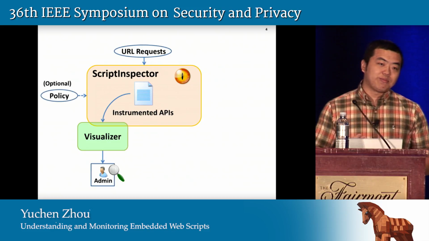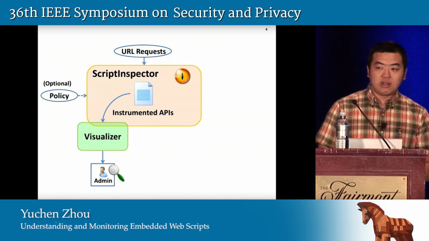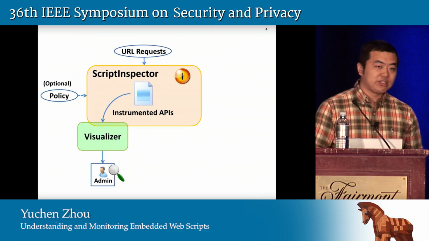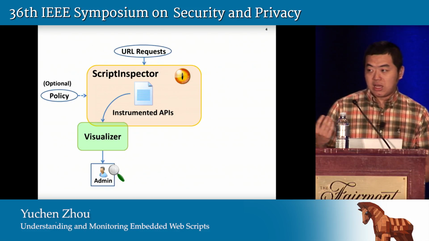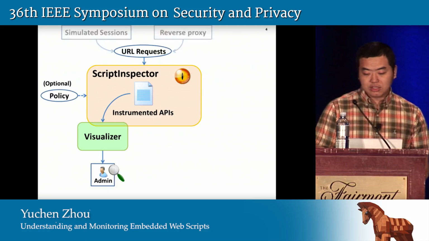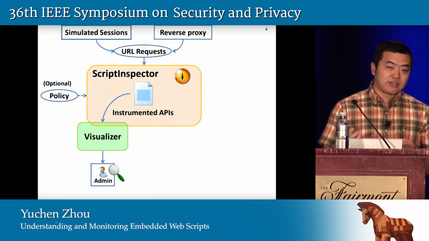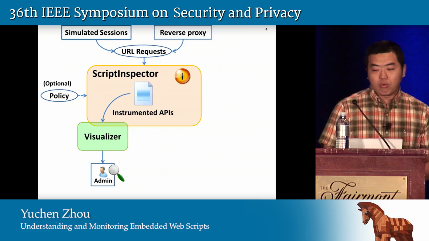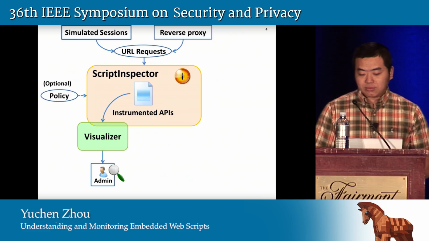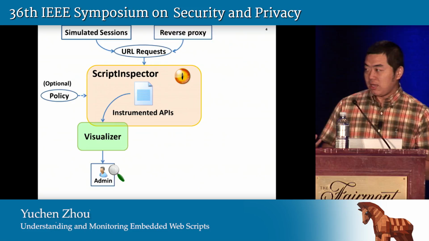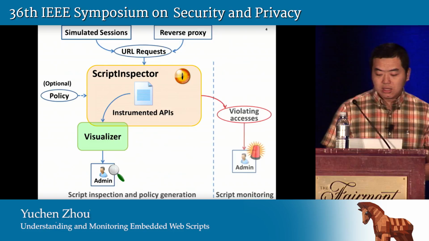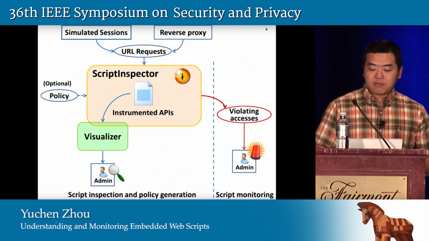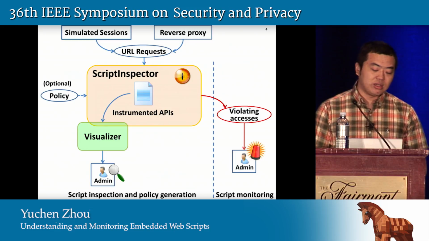A second use of Script Inspector is that it supports a range of security policies, and these security policies can be used to monitor the third-party JavaScript in a script monitoring phase. In the script monitoring phase, Script Inspector can take input from simulated sessions or a reverse proxy, so this will be real-world traffic. Script Inspector would run the request and compare the current access with the predefined security policy. It would raise violating accesses and alarm the site administrator if there's something fishy going on.